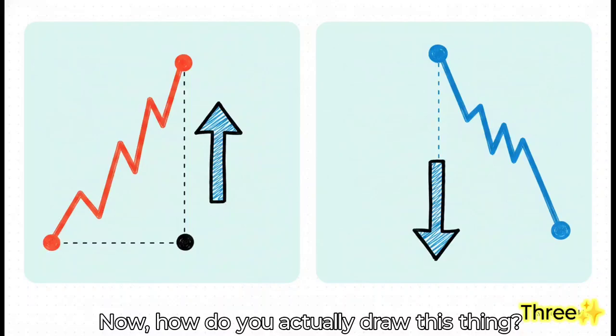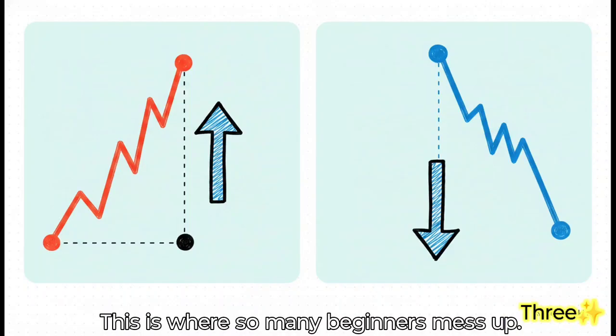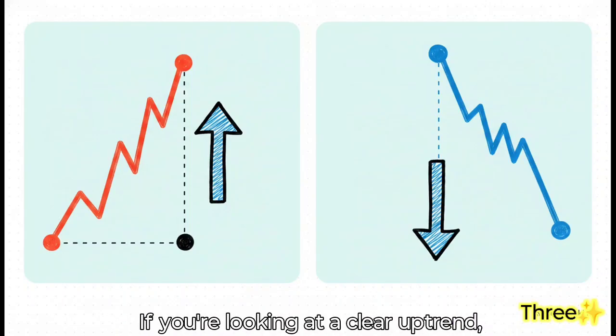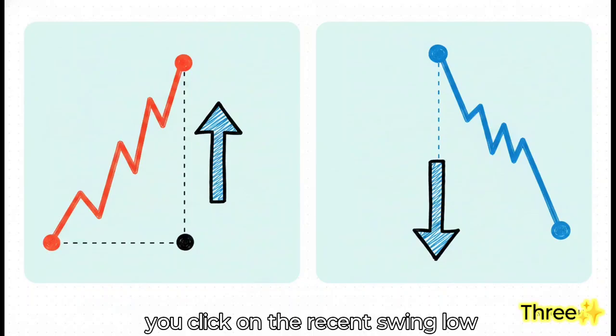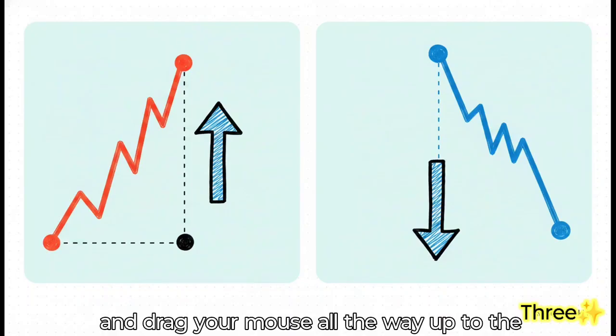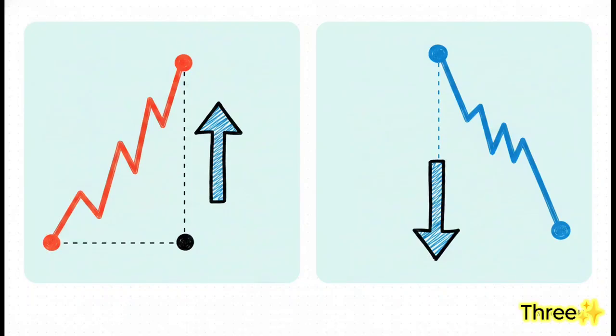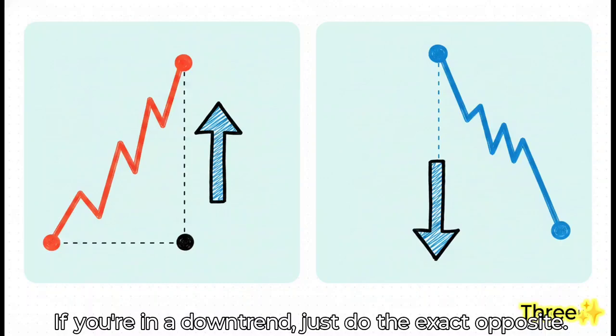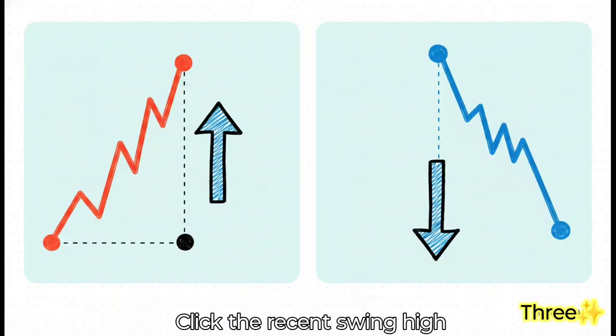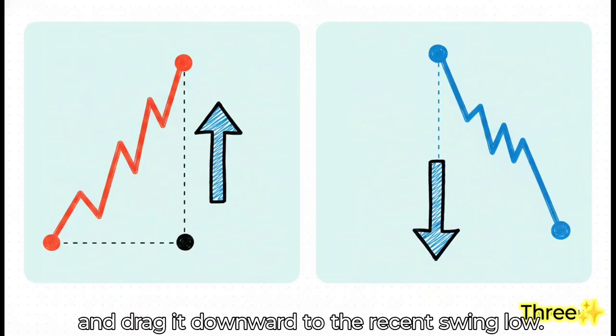Now, how do you actually draw this thing? This is where so many beginners mess up. If you're looking at a clear uptrend, you click on the recent swing low and drag your mouse all the way up to the recent swing high. If you're in a downtrend, just do the exact opposite. Click the recent swing high and drag it downward to the recent swing low.